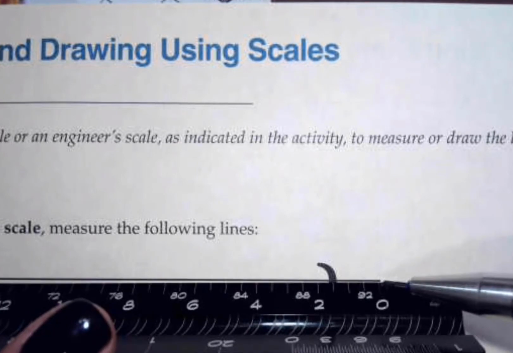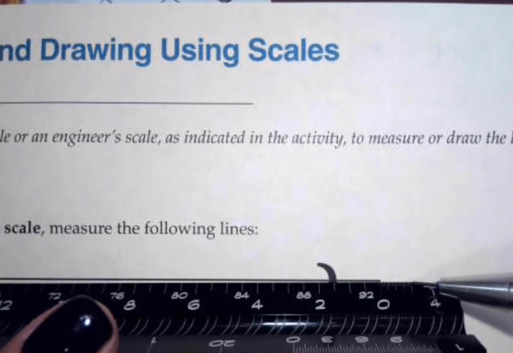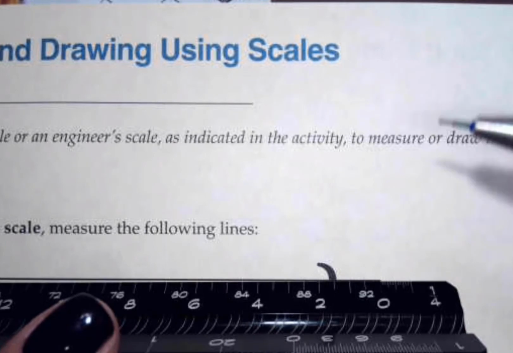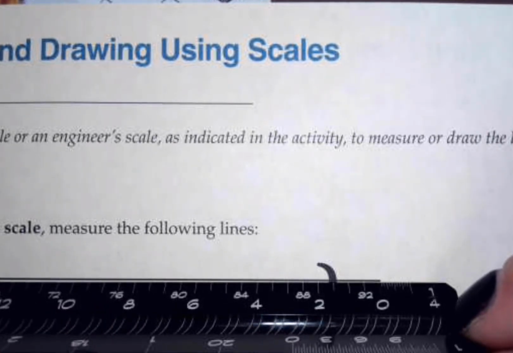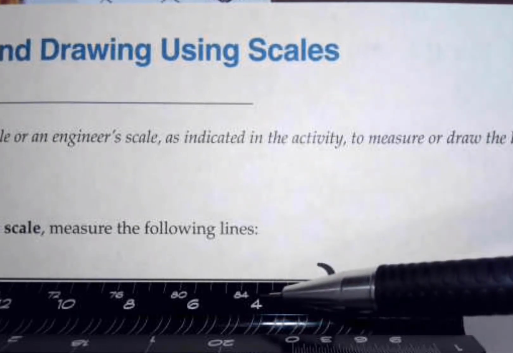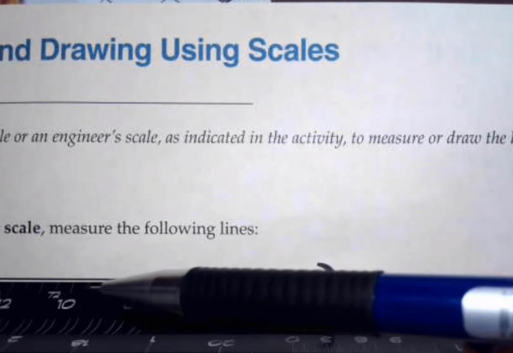And you can see that right here. So I don't want to line up with the very end tick marks over here. I want to line it up with the 0. And now, just like how I read my engineer scale, I'm going to read the feet on my architectural scale. So 0, 2 feet, 4 feet, 6 feet, 8 feet, 10 feet.